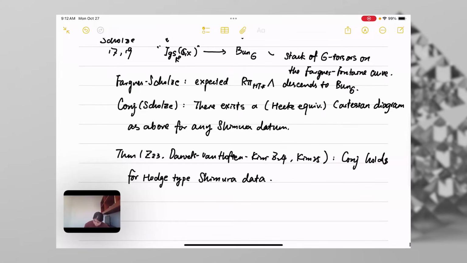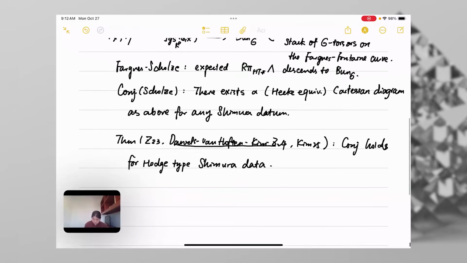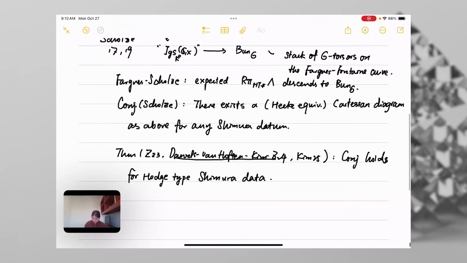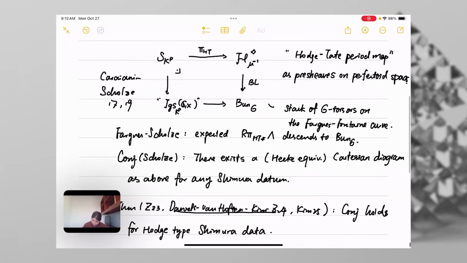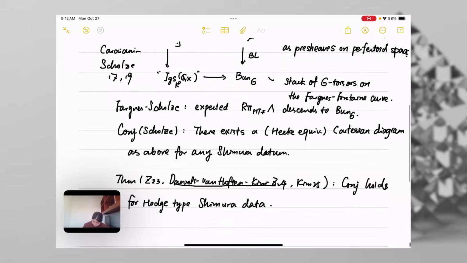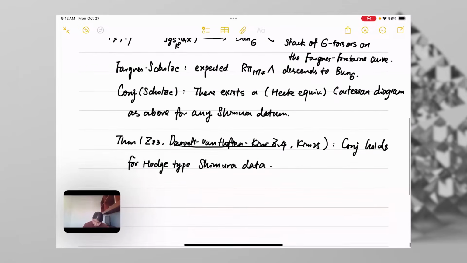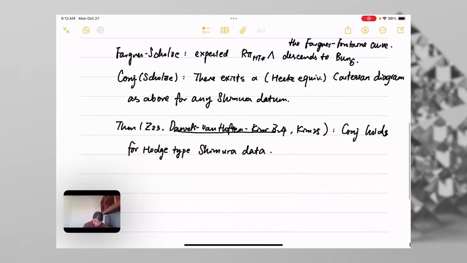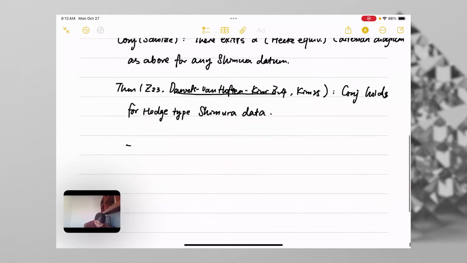For abelian-type Shimura varieties, this is joint work in progress with the same group of people. So these are basically the main players, and later Anna will explain more about the application of this Cartesian diagram. For the rest of this talk, I want to focus on the construction of this diagram in the case of GL2, which is already very instructive.